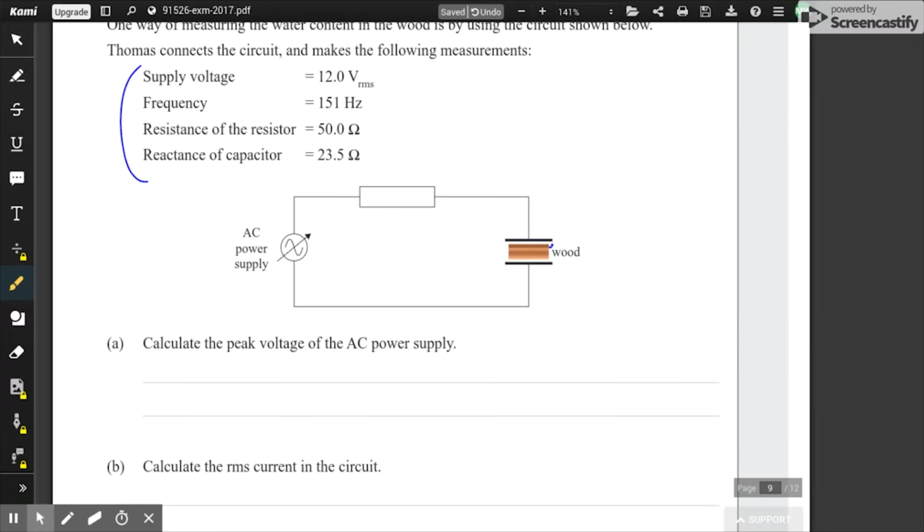So on your formula sheet, you will see that our peak voltage, our Vmax, is equal to the square root of 2 multiplied by our VRMS. And so up here we're given our RMS voltage, which is 12, so we just need to plug in our 12, which rounding to 3 sig figs gives me 17.0 volts.